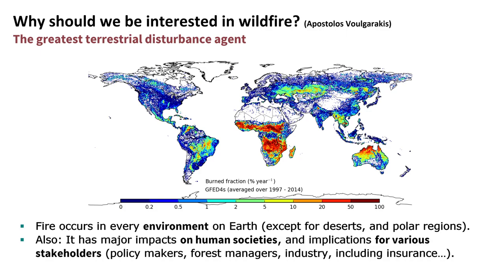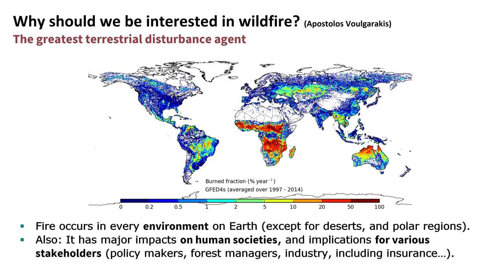And for this, I basically borrowed slides from my good colleague and friend Apostolos Voulgarakis, who is one of the leading wildfire experts worldwide. So I will come back to him on the next few slides, but he's very interested in trying to understand what are the drivers of wildfires and how it affects the atmosphere and climate. And what you can see here is a multi-year mean from 1997 to 2014 of burned area fraction, globally distributed. Darker red colors mean more wildfires over a given area.